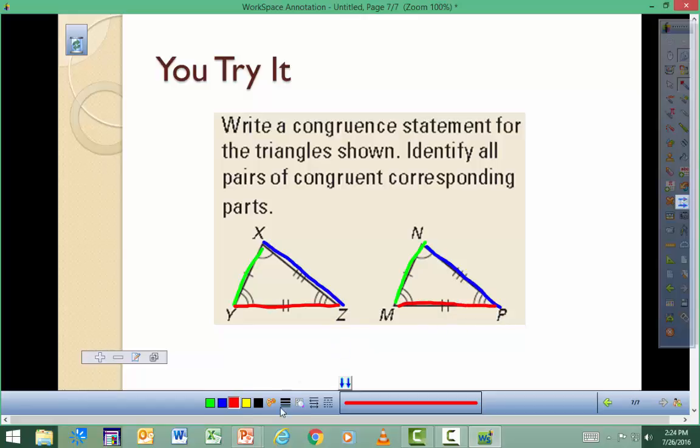Then we have the angles that match up also. This angle matches up with this angle. So angle X is going to be congruent to N. Angle Y is going to be congruent to M. And angle Z is going to be congruent to angle P. Okay, don't make that too complicated. Just make sure the letters match up when you write the statements. They need to match up in the corresponding parts.